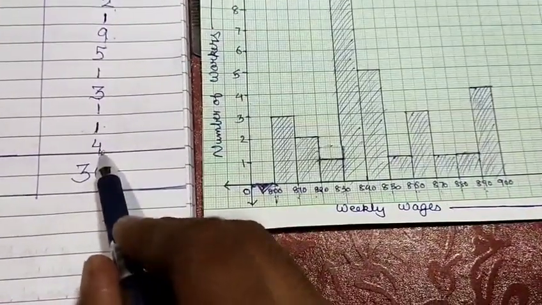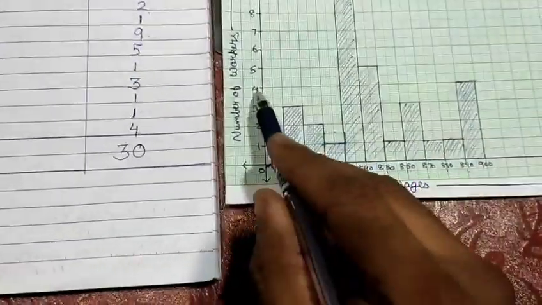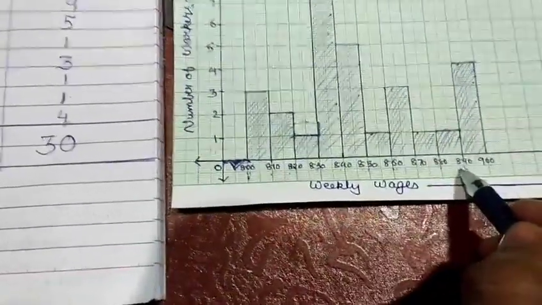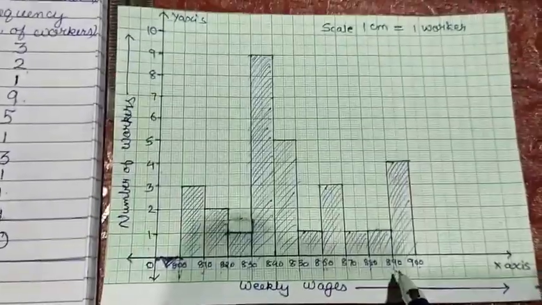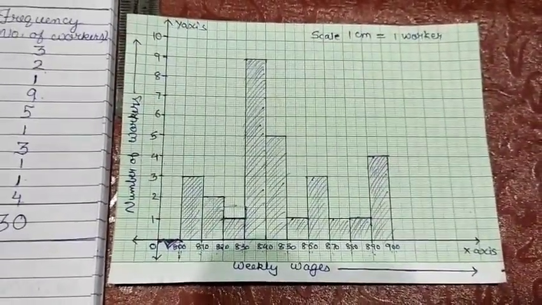And the last one is a 4. So draw a bar of 4 centimeter. See, 4 centimeter. It shows that 4 workers used to get a salary between 890 to 900. This is how you have to construct the histogram.